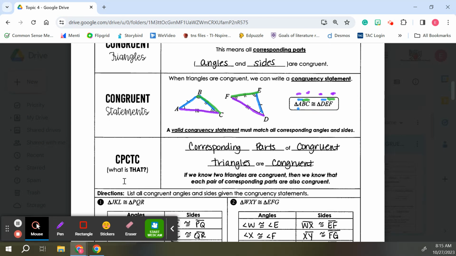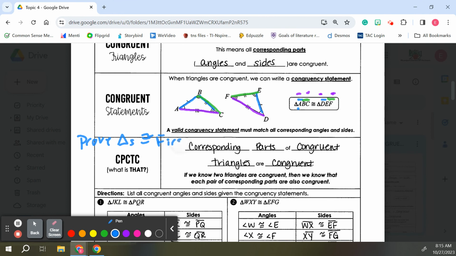So when we do our proofwriting, something you're probably going to want to write down is that you must prove triangles congruent first. Okay? Then you can apply CPCTC. That I'm doing that early. We're not proofwriting today. You won't proofwrite with CPCTC for a little bit.